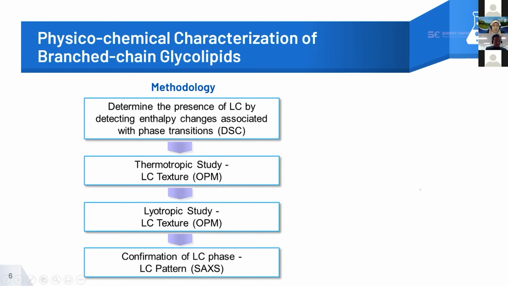These are the methods that have been conducted. Firstly, determine the presence of liquid crystalline phases by detecting the enthalpy changes associated with the phase transition using differential scanning calorimetry. Secondly, thermotropic study of liquid crystalline texture. This texture was observed under an optical polarizing microscope. We also investigated lyotropic properties of the liquid crystalline texture using this optical polarizing microscope. Finally, we confirmed the presence of liquid crystalline phases using small angle X-ray scattering techniques.